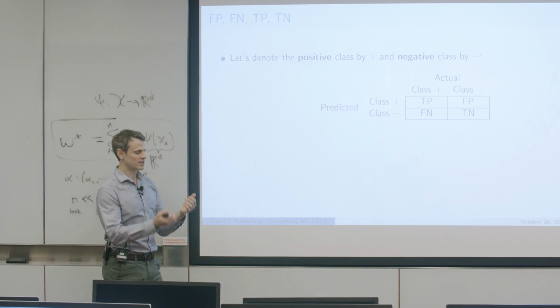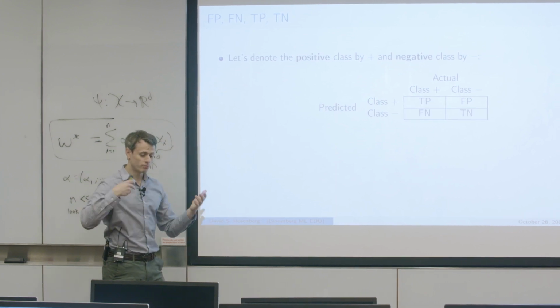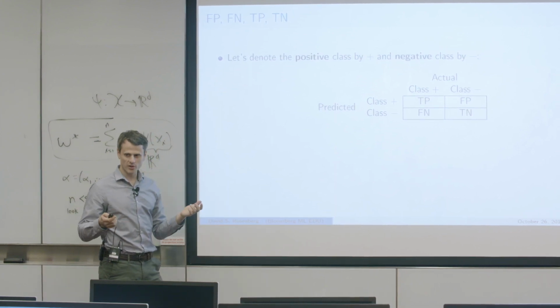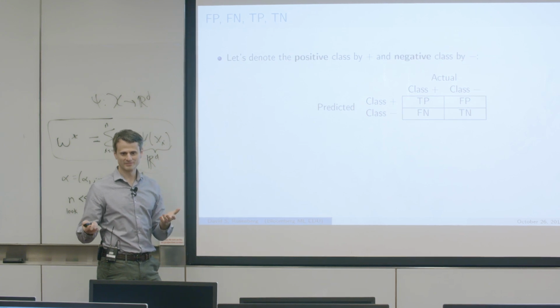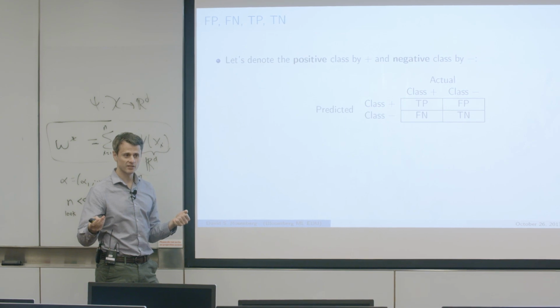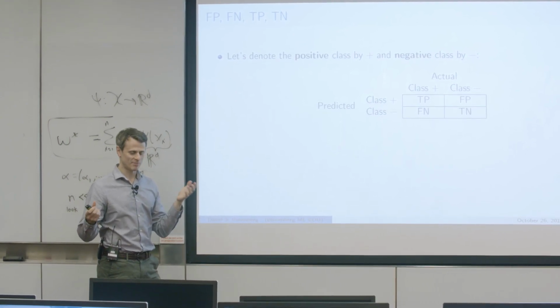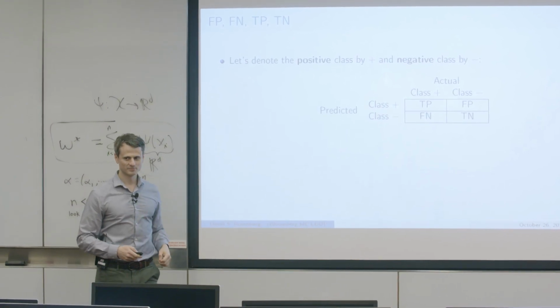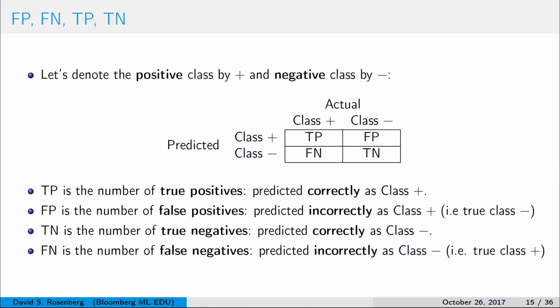And I guess when you say positive or negative, that's about what you predicted. And the true or false is whether it's correct or not. That's how you put it together. So false positive is, I predicted positive, but that's false. It's not positive. So the true class is negative. All right. OK.